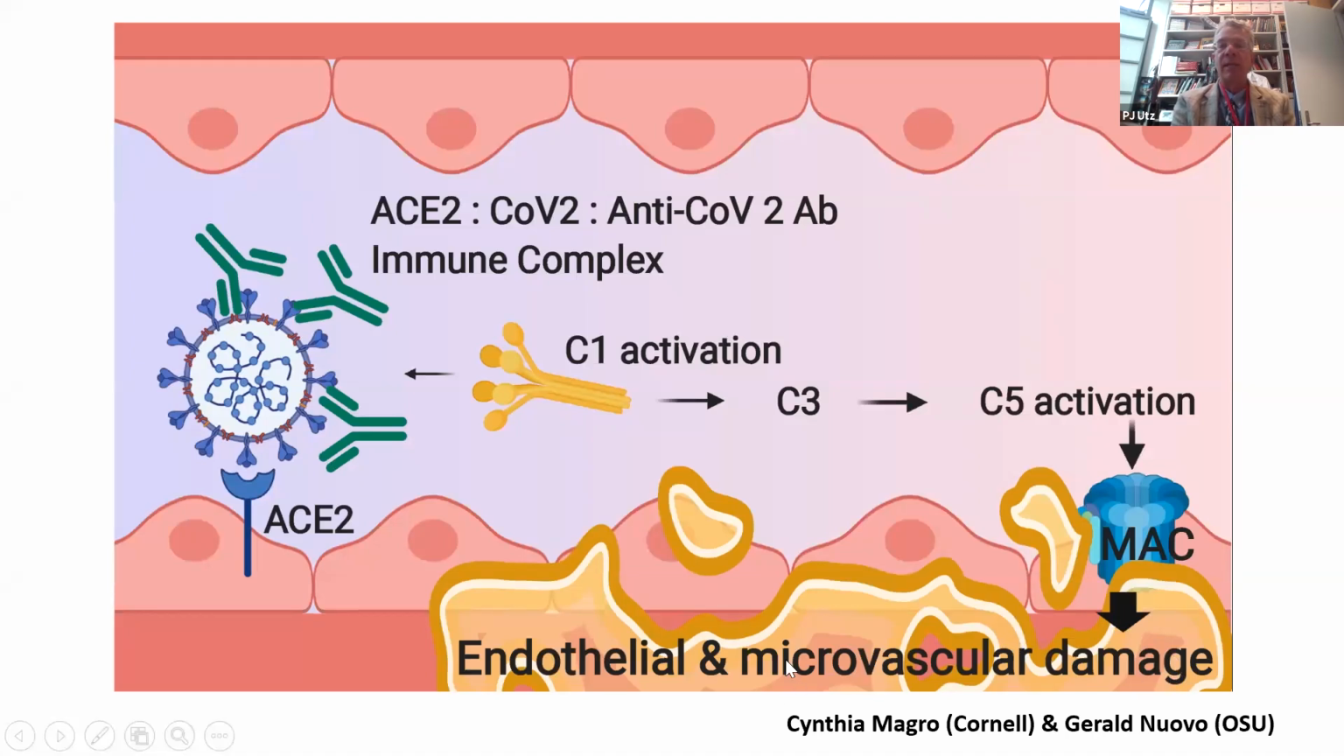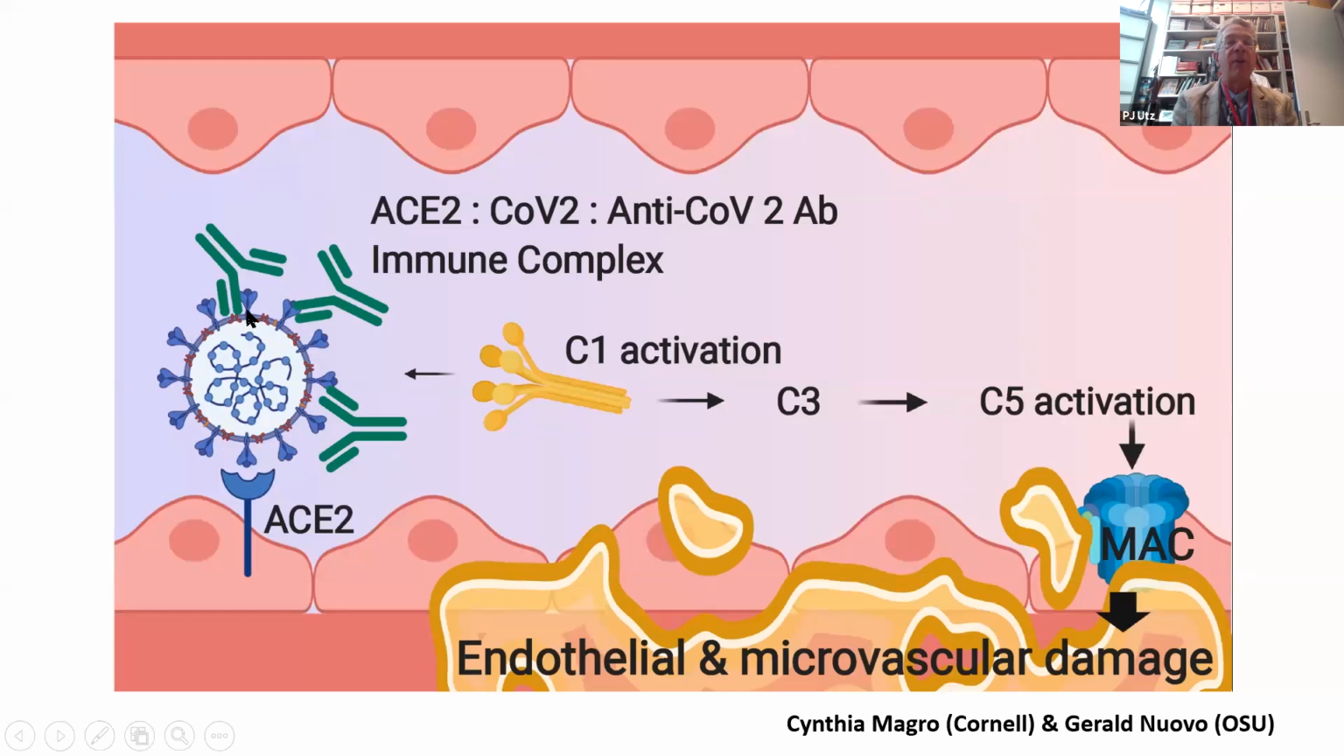He's been collaborating with Cynthia Magro and Jerry Nuevo, and they have very, very elegantly shown that if you biopsy skin from COVID patients, a severely ill COVID patient, even skin that looks pretty normal, and stain, what you find is you can find ACE2 upregulated in the endothelium of the skin. ACE2 is itself an interferon-inducible gene. And so one hypothesis could be that with all of the interferon floating around, ACE2 is upregulated in the endothelium.